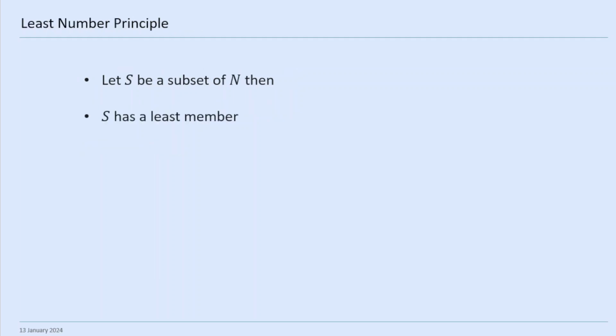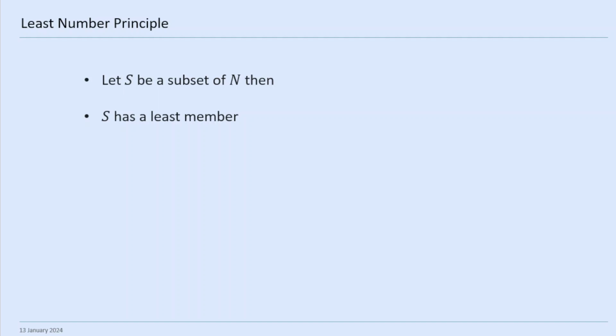The final one is the least number principle, which is perhaps the easiest to understand, which is: if S is any non-empty subset of N, then S has a least member. This feels probably quite natural intuitively. Of course, it's not true for the integers, because you've got the negative integers. So there's lots of sets of integers that do not have a least member, although some sets do, particularly subsets of the naturals. But there are lots of subsets of the integers that go off to minus infinity.